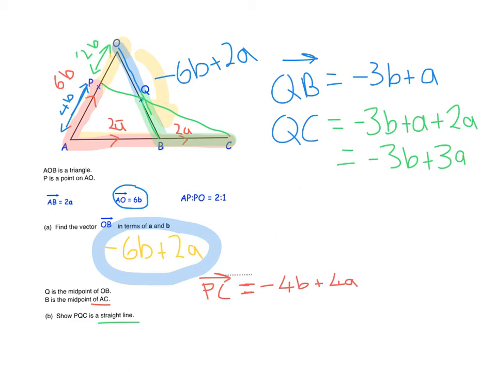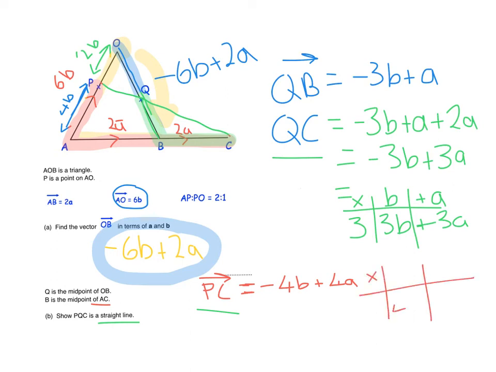So we want to see if these are scalar multiples of each other, the QC and the PC. What I'm going to do is a little grid method for each of them, and I'm going to factorise effectively. So minus 3b plus 3a. What's common between both? Well, there's a 3. b would go there and a would go there. And then for the PC one, exactly the same, but on the outside would be 4, a b would go there and a would go there. So you should be beginning to see there's something in common here.